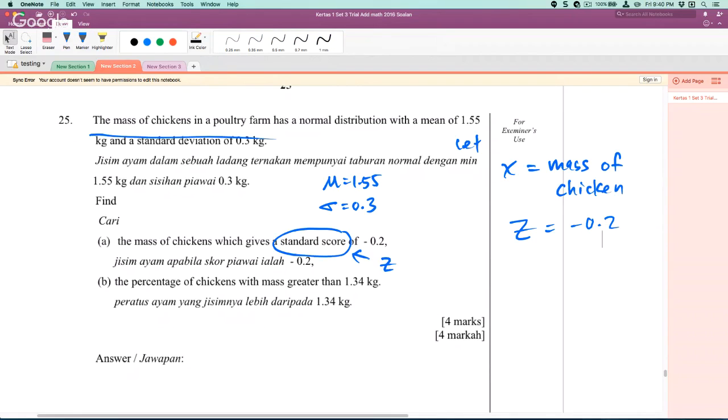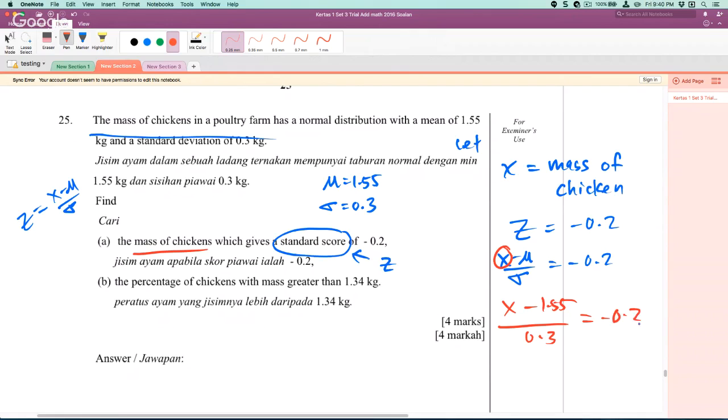All right, so we have the formula for Z, isn't it? It equals X minus mean over standard deviation. So I'm going to substitute it in here: X minus mean over standard deviation equals negative 0.2. The question wants to find the mass of the chicken, which means the question wants to find X. So X minus 1.55 over 0.3 equals negative 0.2. Then I will solve this to get my X. So negative 0.2 multiplied by 0.3, and then I plus 1.55. Yeah, I will get my answer is 1.49. All right, this is how we solve A. Make sure you understand the meaning of standard score.